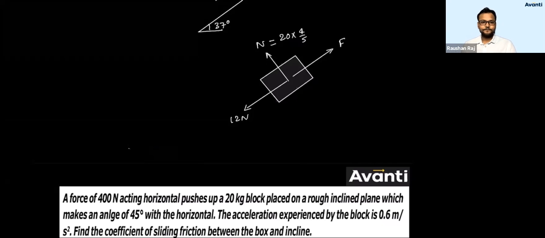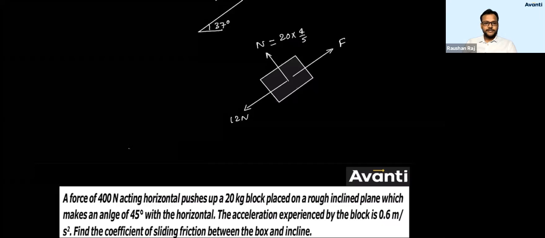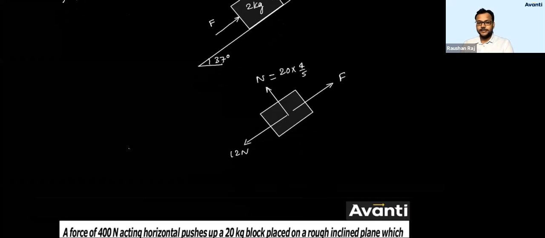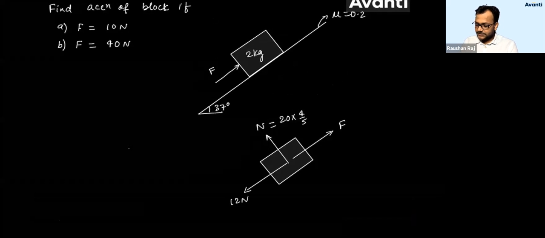This is F. We'll see, Pranav, don't worry. Now guys, we need to find what will be the acceleration of the block if, in the first case, F is equal to 10 Newton.